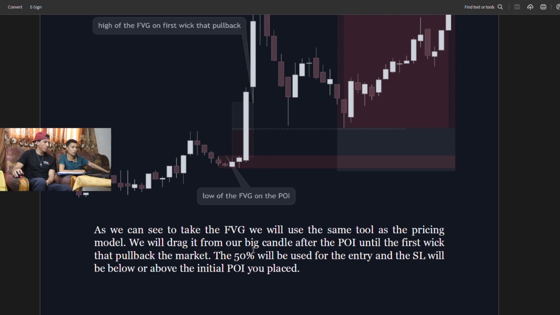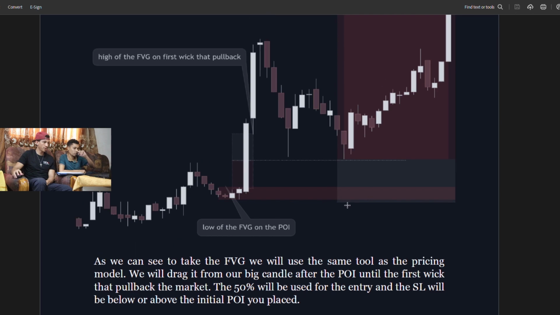We'll drag it from the big candle after the point of interest until the first wick, which is right here. Until the first wick, that pullback on the market. The 50% will be used for the entry, and the stop loss will be below or above the initial point of interest you place. So as you can see here, here's your stop loss right here.